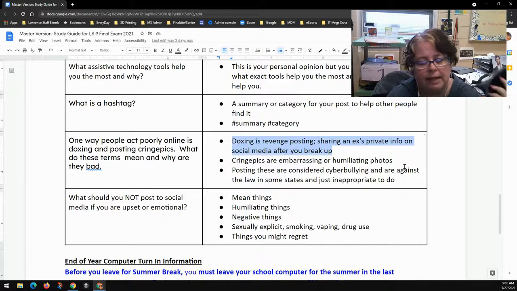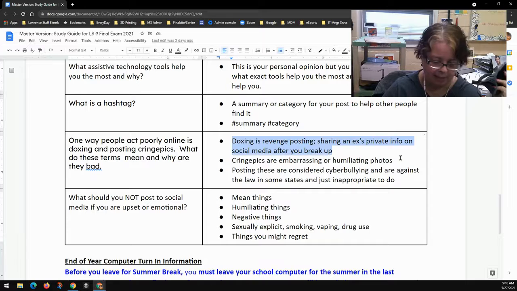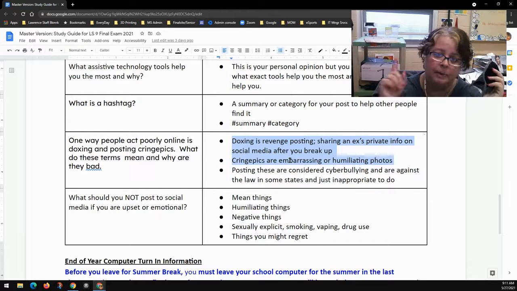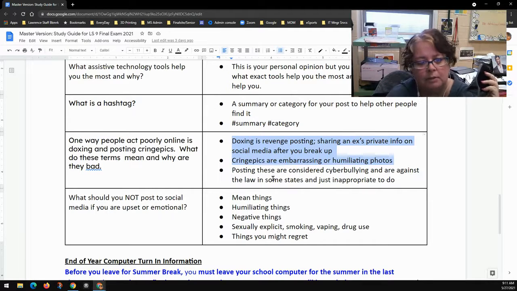If I have a picture of me coming out of the bathroom with toilet paper on my shoe, that would be embarrassing. So please don't post pictures like that. Those are both, while they could be funny, embarrassing and could be really damaging psychologically to the person who is the center of those pictures. Posting these is considered cyberbullying and again is against the law in some states if you are caught doxing somebody or posting cringe pics. It's just not an appropriate thing to do, guys. In fact, the best thing to do is don't post pictures of anybody else without their permission. That will keep you out of trouble.